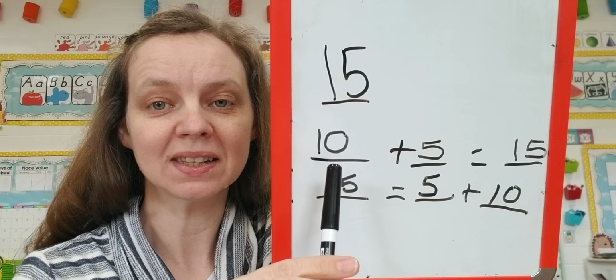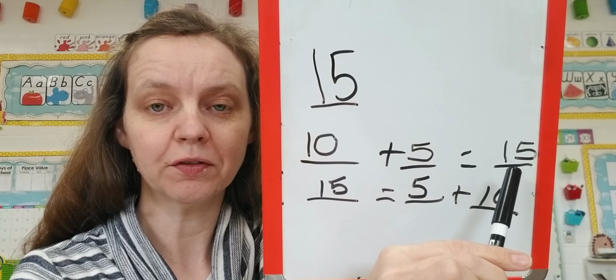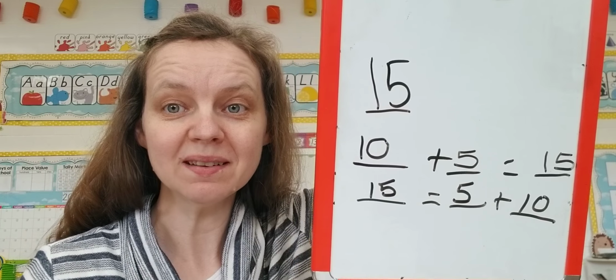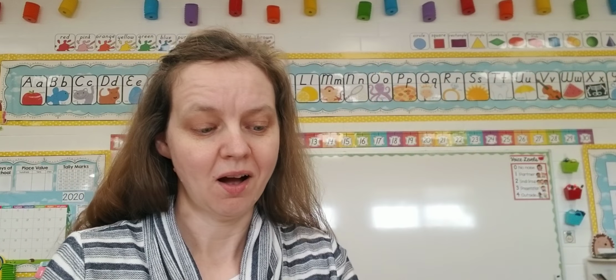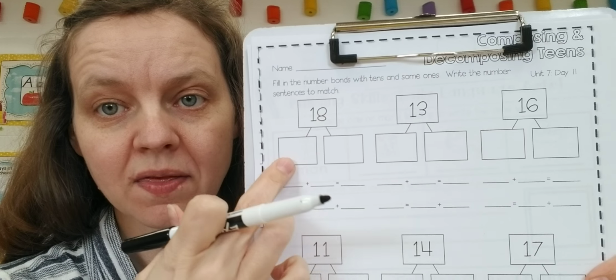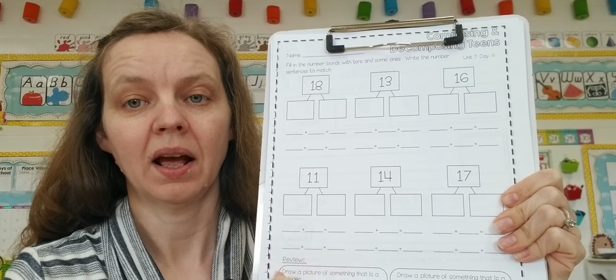Let's read our number sentences. 10 plus 5 equals 15. 15 equals 5 plus 10. See how we just flipped it? And it still equals the same. All right, that was awesome work. Go ahead now and get out your paper for today. It looks like this. It has numbers and then boxes under it and lines.